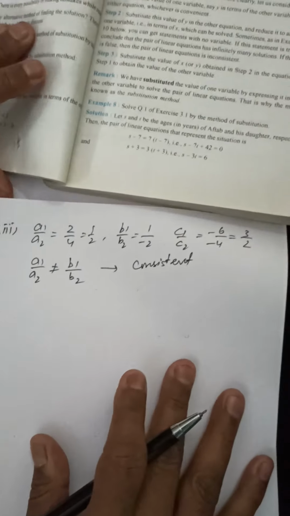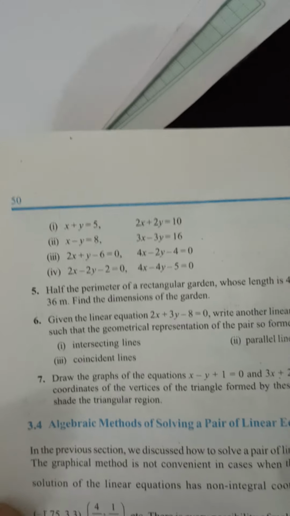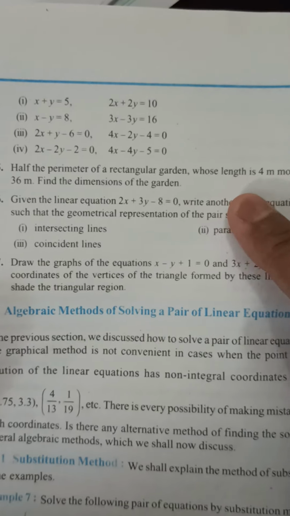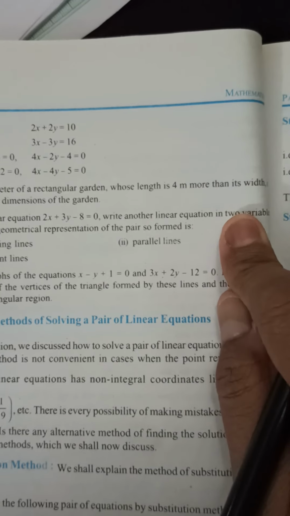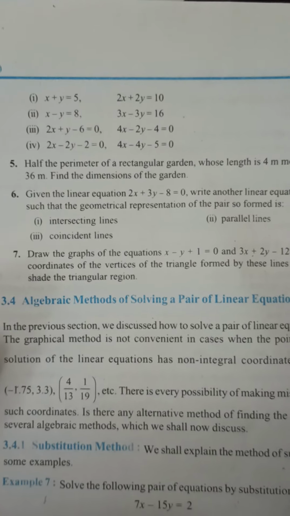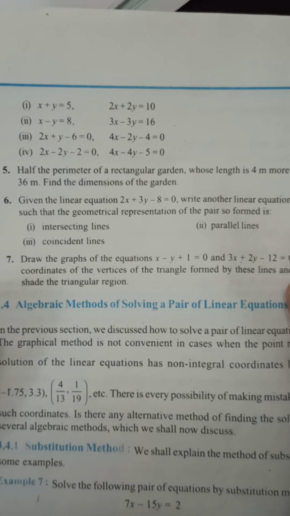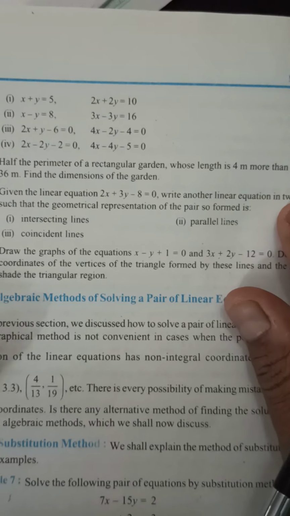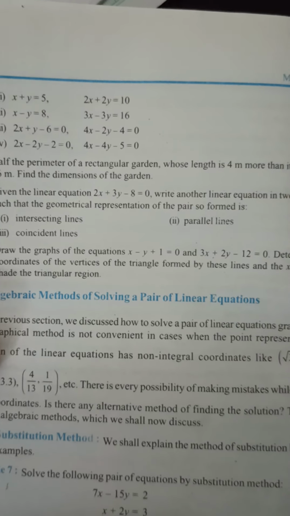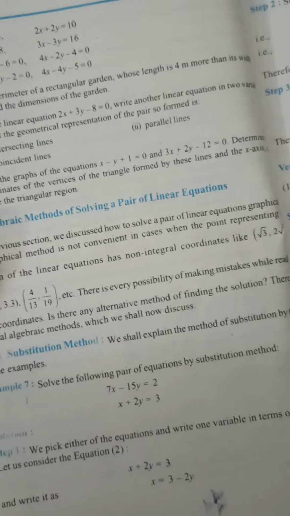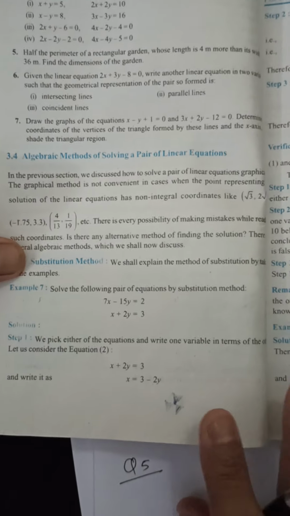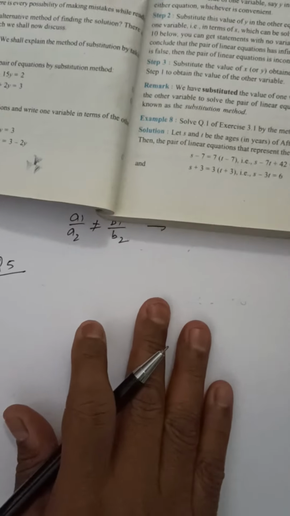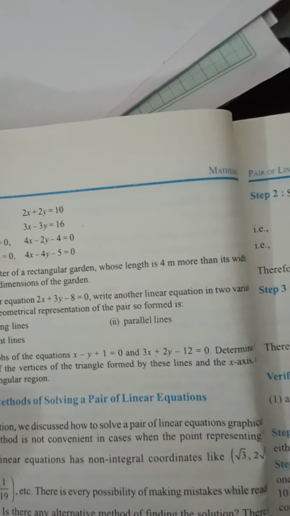Now moving on to question number 5. Half the perimeter of a rectangular garden whose length is 4 meter more than its width is 36 meter. Find the dimensions of the garden. It is not written here whether we have to do it graphically or not. So when it is not mentioned, you can use any method. Of course, some methods you have done in class 9. So let us see.